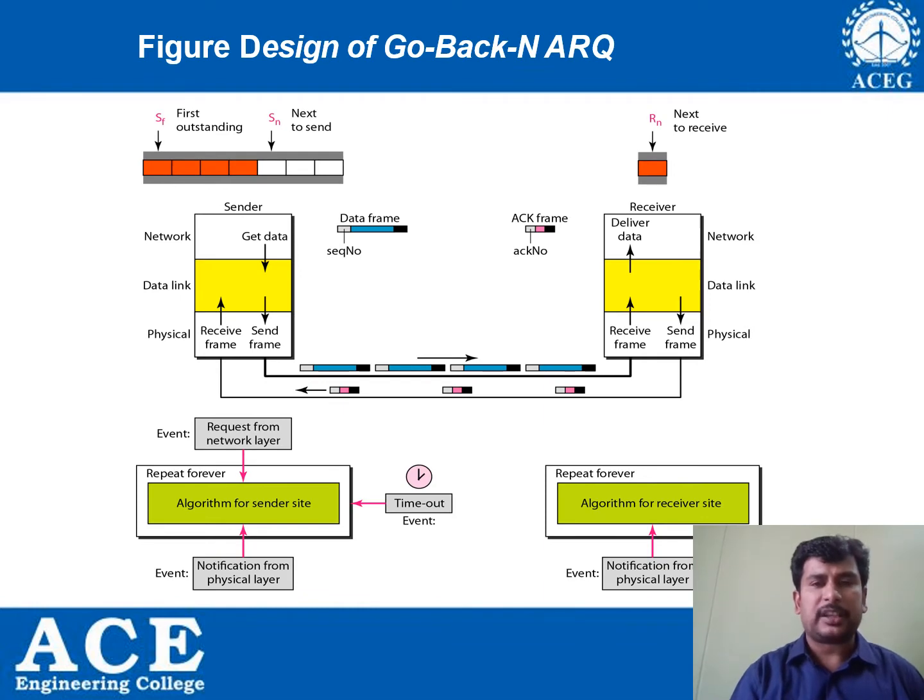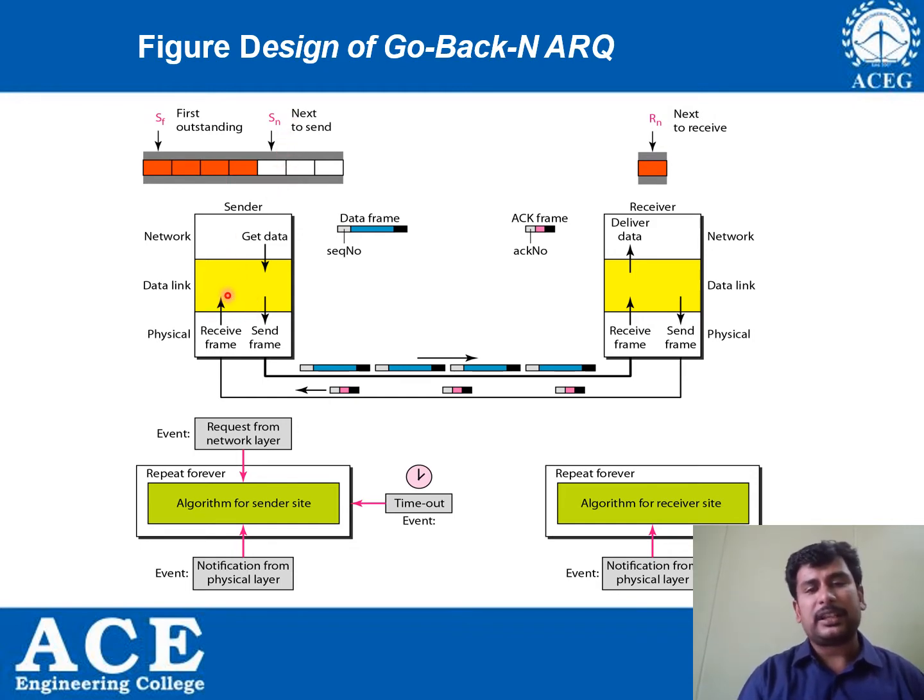Let us observe the design of the Go Back N automatic repeat request protocol. Here, once the data link layer receives the data from the network layer, it converts the data into frames. The only difference between Go Back N ARQ and Stop and Wait ARQ is that here the data link layer can send more than one frame at a time before waiting for the acknowledgement. For instance, we are sending 4 frames, and the first frame out of those 4 outstanding frames will be referred to with a variable SF. The next frames to be sent are indicated in white, and the first frame out of those to be sent next will be indicated with a variable SN.